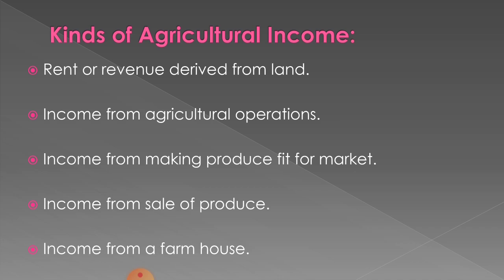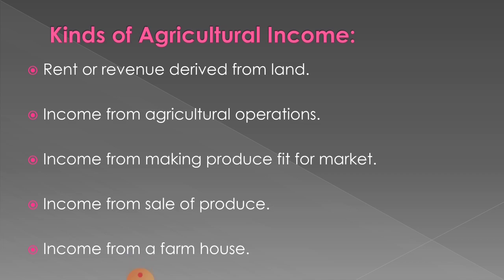Next kind is income from sale of produce. Any income derived by a cultivator or receiver of rent in kind from the sale of produce raised or received by him is treated as agricultural income, even if he keeps a shop for the sale of such products. That means, if the cultivator or receiver of rent in kind gets any income from the sale of agricultural products which is sold in his own shop, it is also considered as agricultural income. Next kind of income is income from a farmhouse.